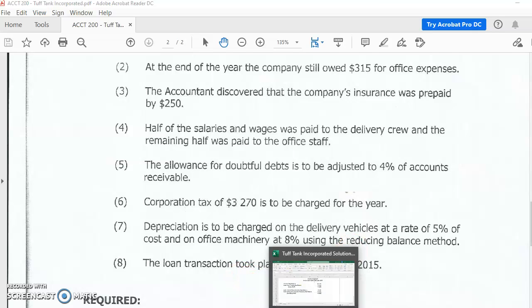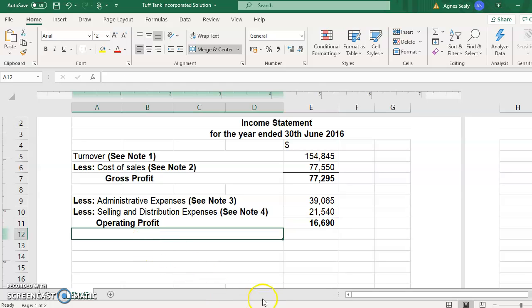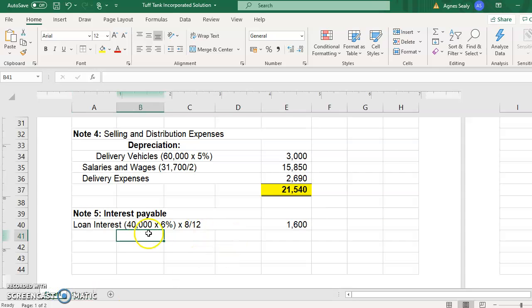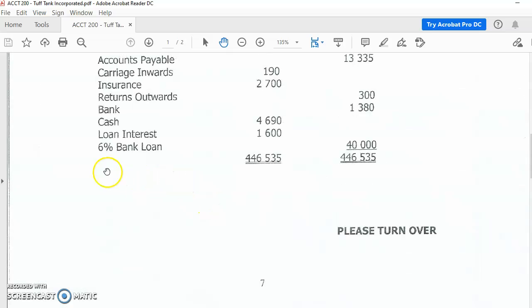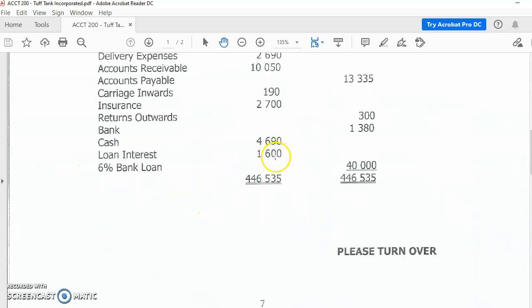So let's go back to the question. While we were on our break, I calculated the interest on the loan: $40,000 times 6% times 8 on 12, which gave us $1,600. And we would have seen that inside of the trial balance, it showed that we paid $1,600 for our interest. That means the exact amount that we were supposed to pay for the year is what we would have paid for our loan interest.